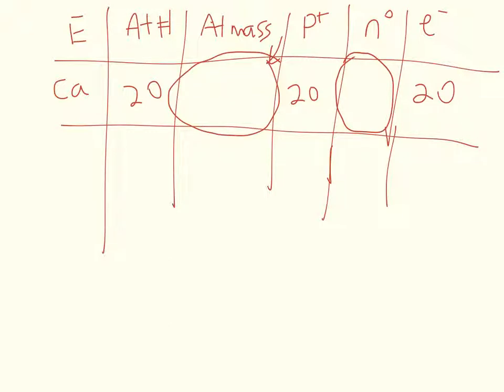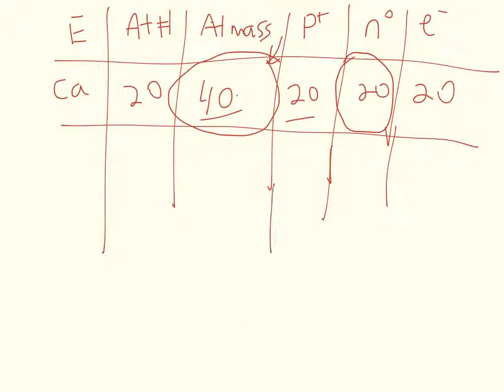But if I didn't give you the mass or the number of neutrons, the only thing you know how to do at this point is to look at the periodic table, find the mass on the periodic table, and round it to the nearest whole number, which would be 40. And then to find the neutrons, it'd be 40 minus 20 to give you 20 neutrons.